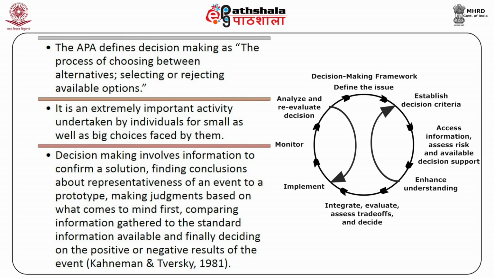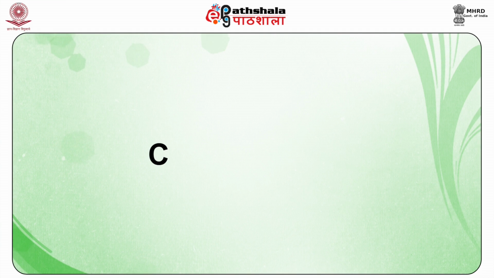Decision making involves using information to confirm a solution, drawing conclusions about the representativeness of an event to a prototype, making judgments based on what comes to mind first, comparing information gathered to the standard information available, and finally deciding on the positive or negative results of the event.